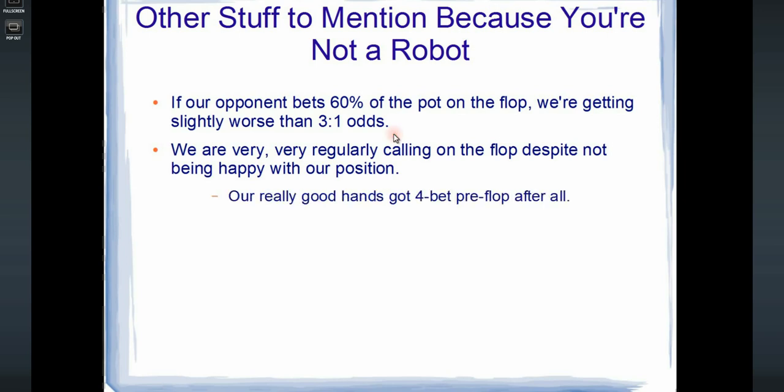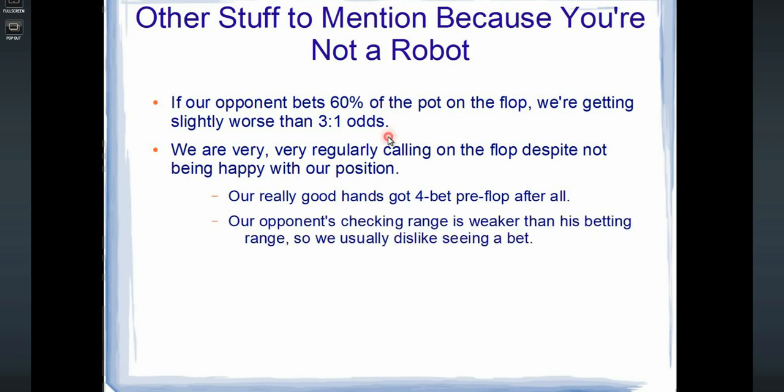Keep in mind, our really good hands got 4-bet preflop, so it's hard for us to be really happy on the flop unless we flopped a monster, because the really, really strong hands are not in our 3-bet calling range. Yes, we slow play aces, but for the most part, our ace king, our kings, our queens, all got 4-bet preflop. So our calling range just isn't that strong. We're not usually very happy with where we're at.